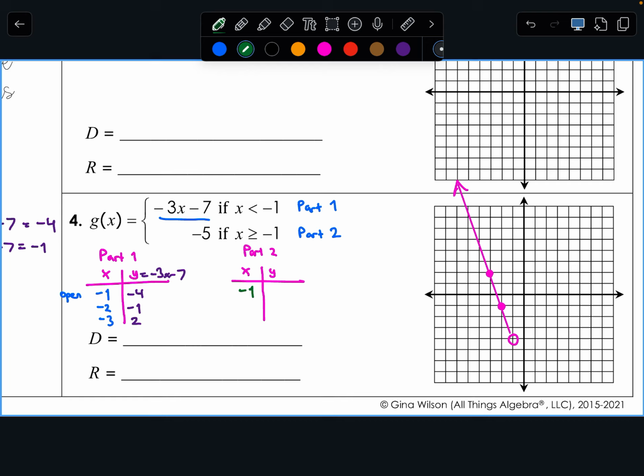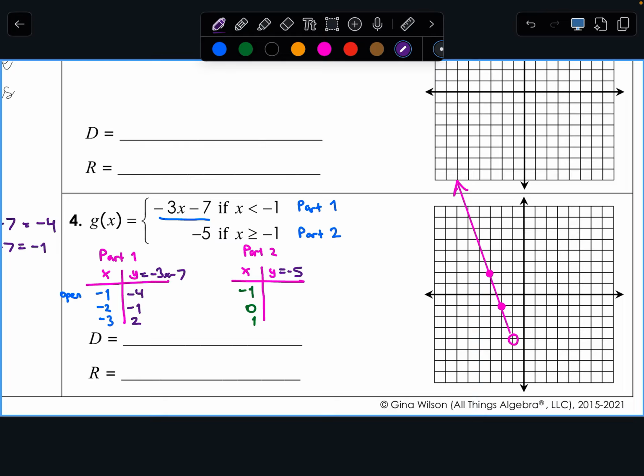0 and 1. And I can keep going if I want to, right? But again, I want at least 2 numbers that we can use. Now, what does the function say y is going to equal on this one? What is the expression for y on this one? Just -5. So that means that y is equal to -5 for part 2.